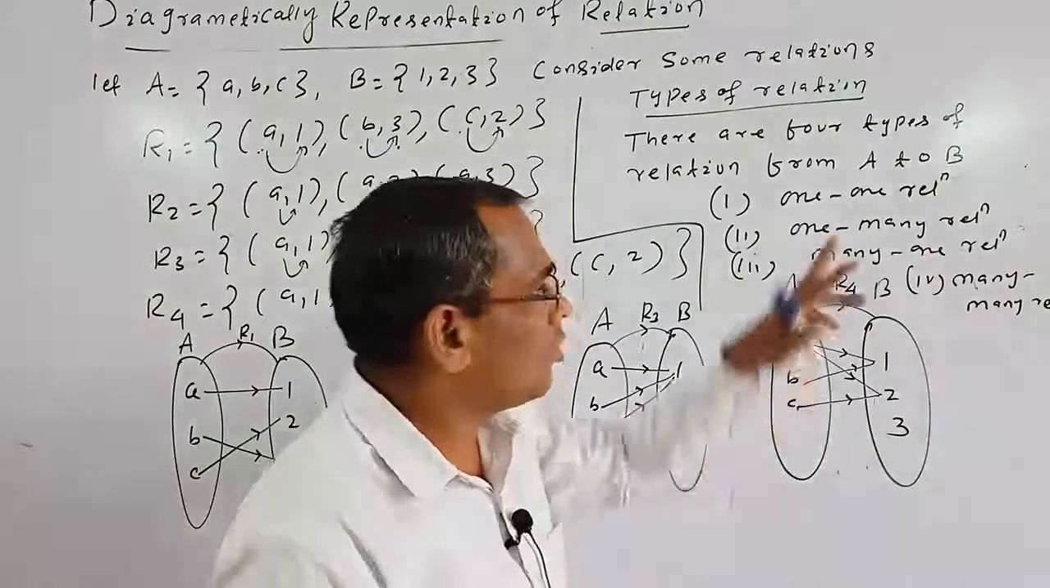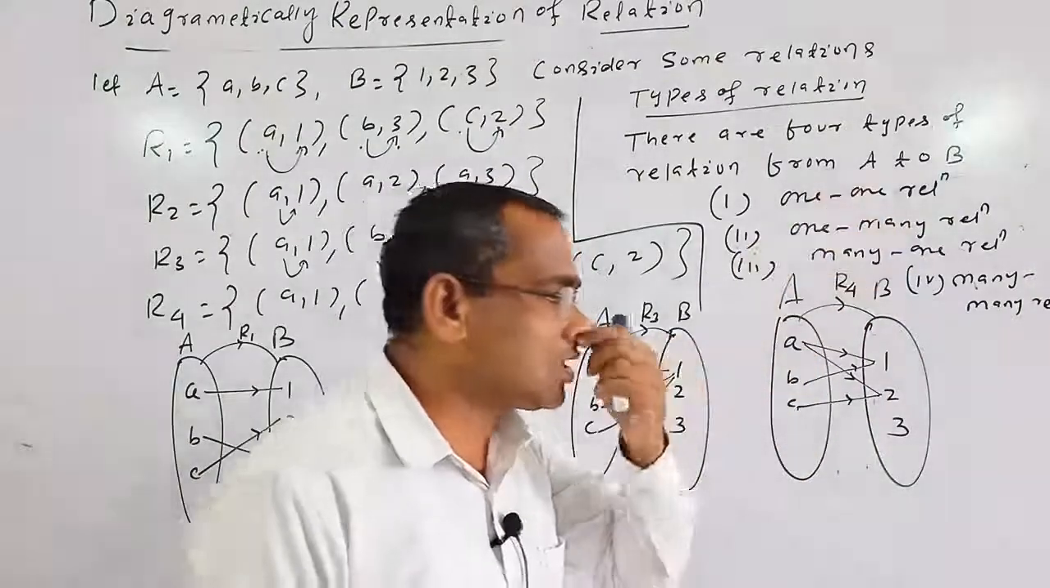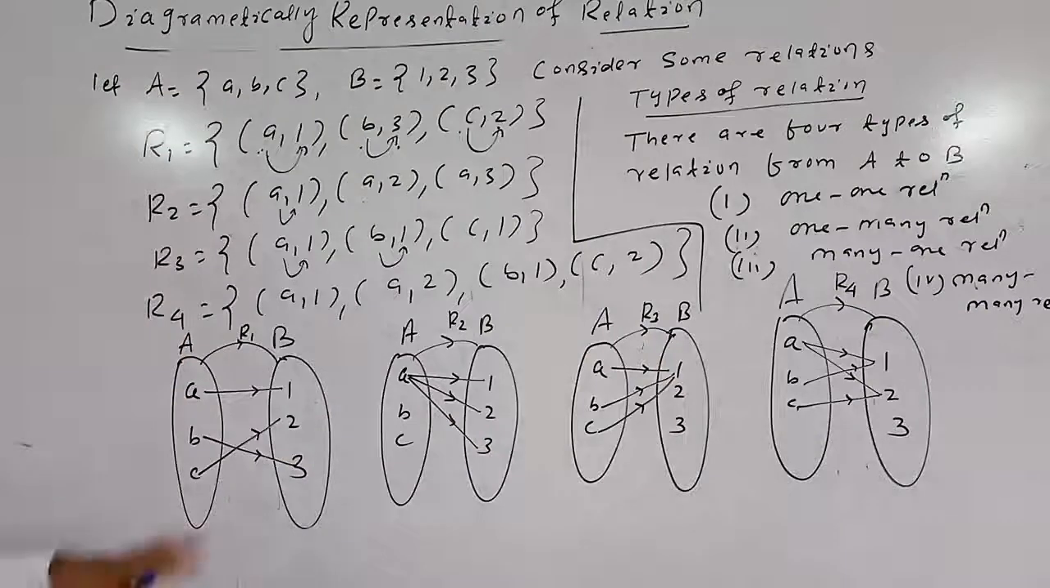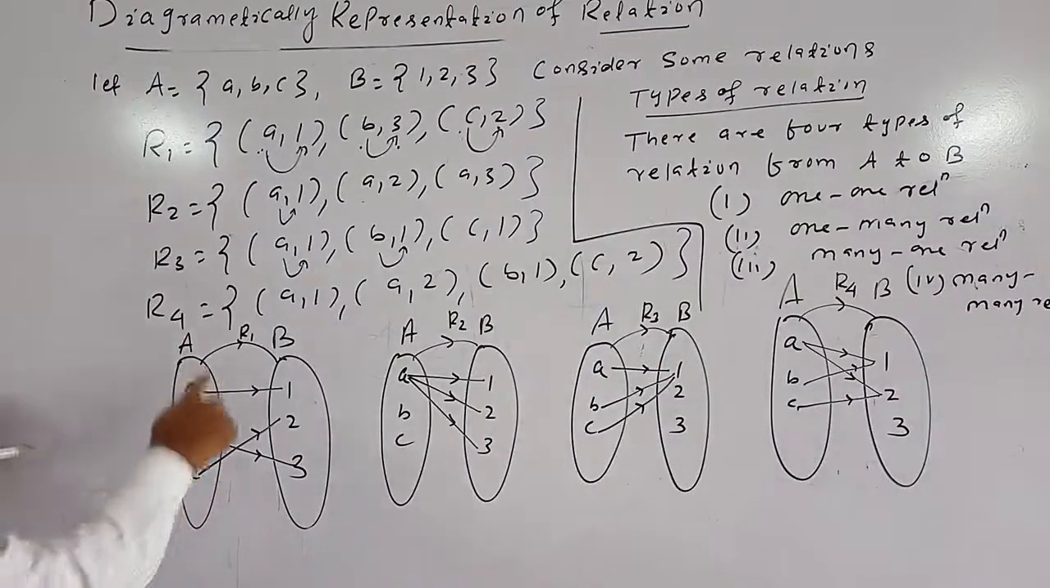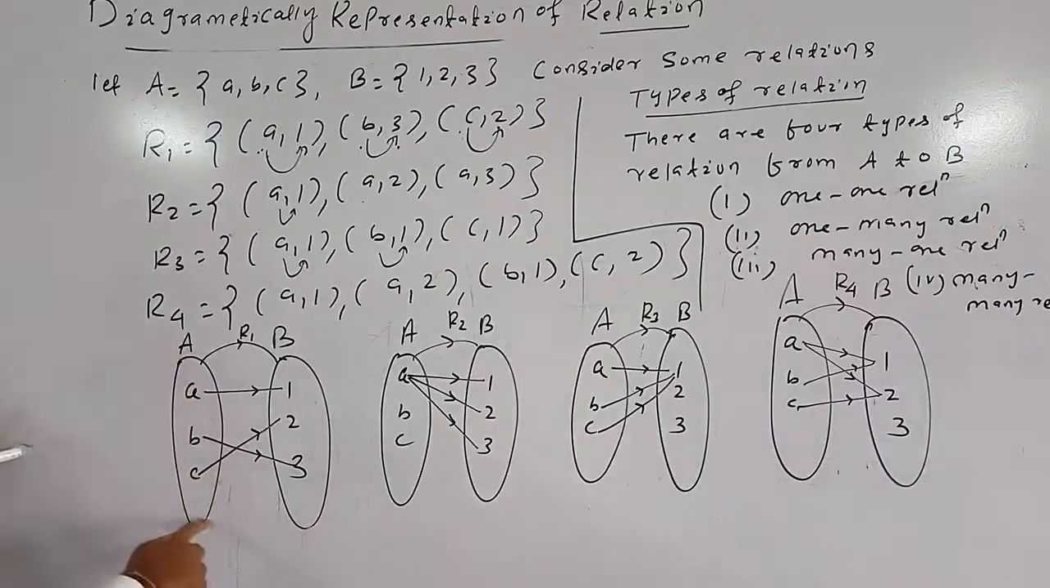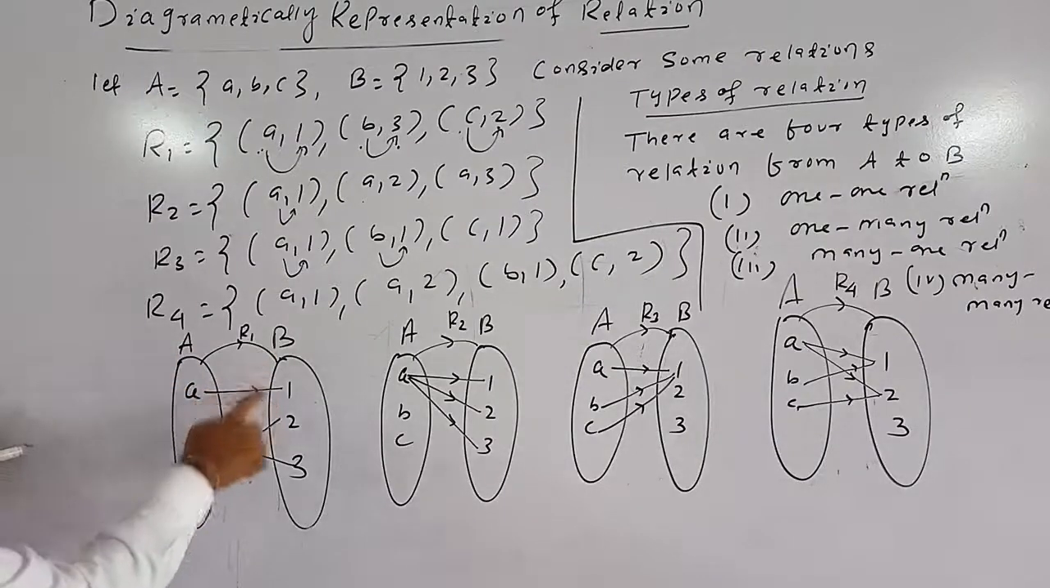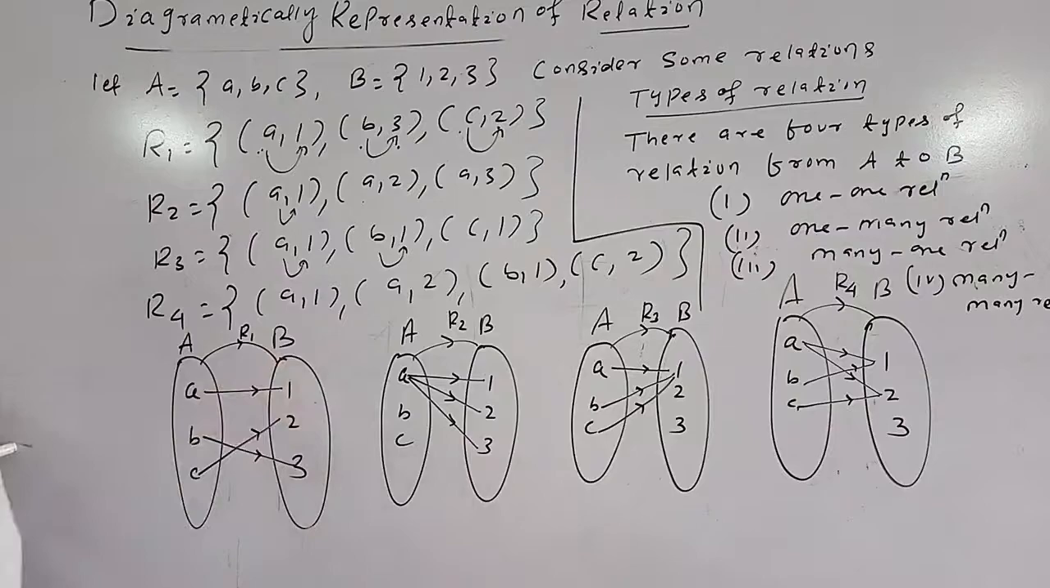So what is a one-one relation? Why is it called a one-one relation? In that relation, different elements of set A are related to different elements in set B.